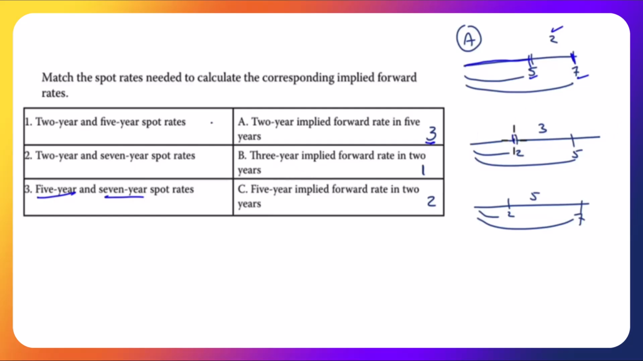Next is a 3-year implied forward rate in 2 years. Draw our timeline out, go out 2 years, and create a 3-year forward rate. That would take us to the end of 5 years, which means we need a 2 and a 5-year spot rate. There's number 1. And a 5-year implied forward rate in 2 years. There's your timeline. Go out 2 years, create a 5-year implied forward rate, gets you to the end of year 7. You'll need a 2 and a 7-year spot. And there it is right there, 2-year and 7-year spot rates.